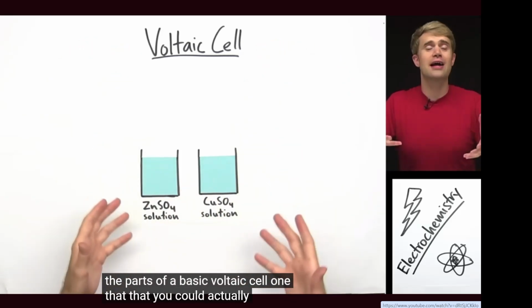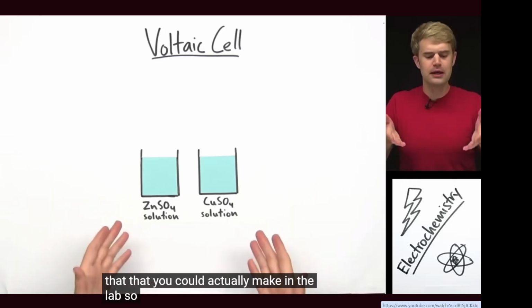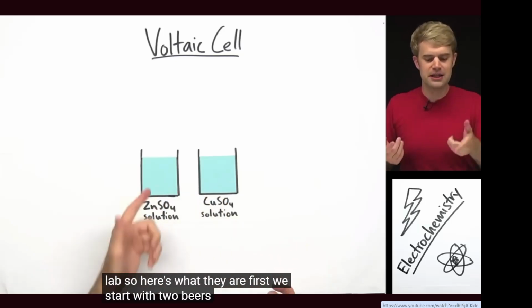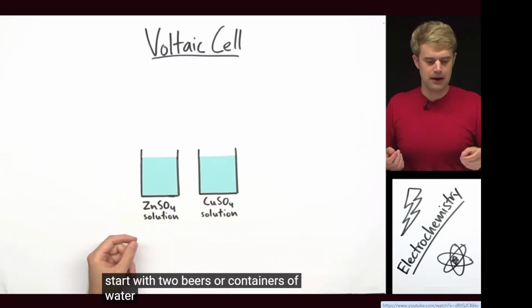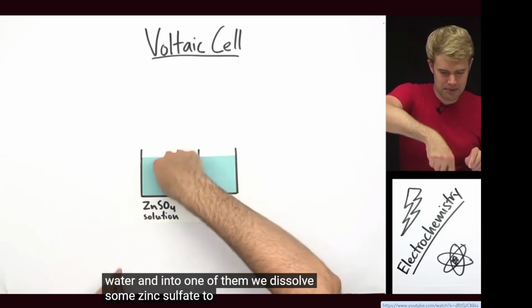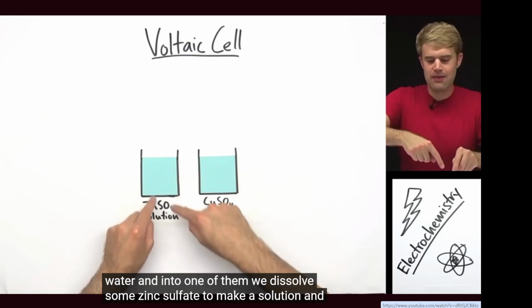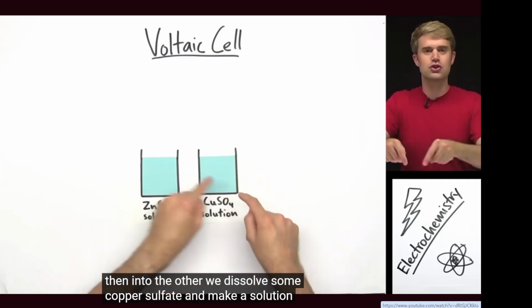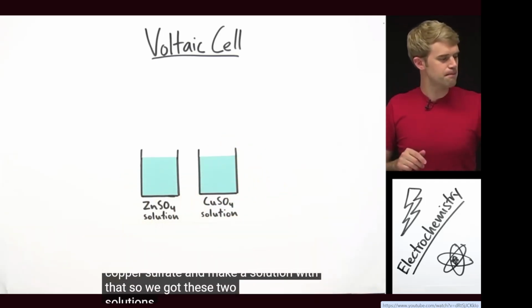One that you could actually make in the lab. So here's what they are. First, we start with two beakers or containers of water. And into one of them, we dissolve some zinc sulfate to make a solution. And then into the other, we dissolve some copper sulfate and make a solution with that. So we got these two solutions.